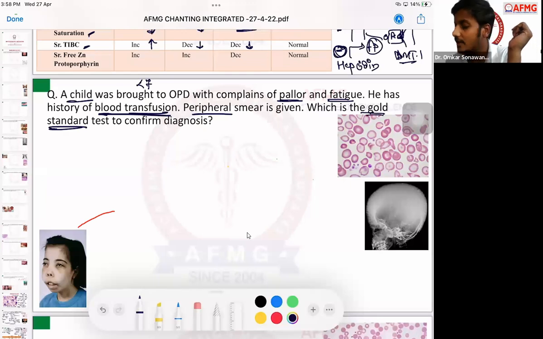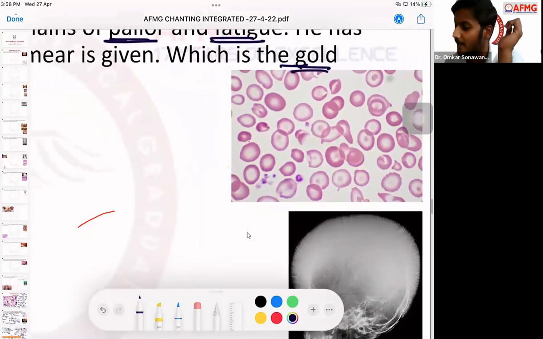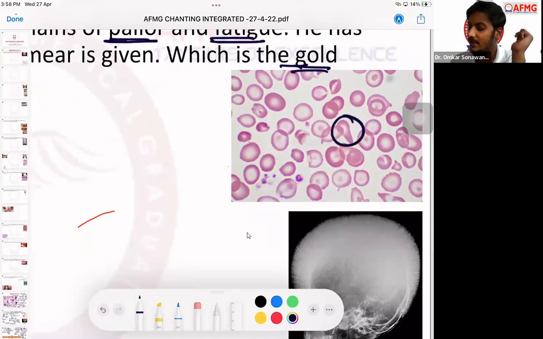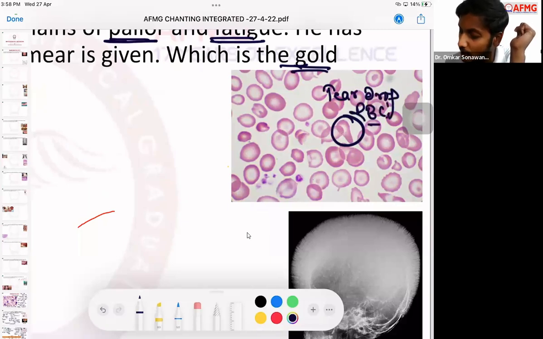So first of all, let's come to a diagnosis. What is the provisional diagnosis in this condition? Classical symptoms of anemia in this patient. And if I check the peripheral blood smear, here I can see two important things. First are these types of RBCs, which are called teardrop RBCs, and teardrop RBCs are seen in two conditions: thalassemia or myelofibrosis.